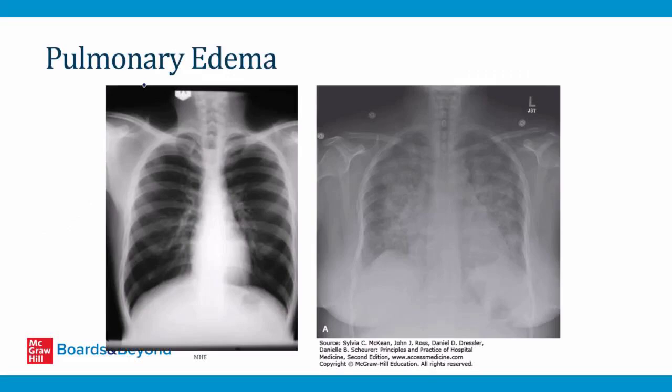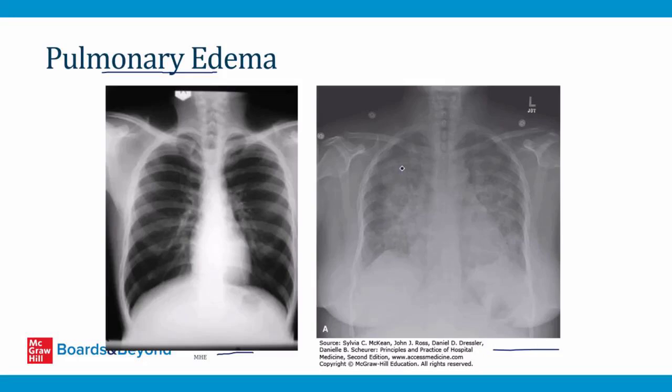So now let's go through some classic chest x-ray findings. These are basic findings that should be able to be identified even by medical students once you know what to look for. So we'll start by talking about pulmonary edema. So this chest x-ray on the left side of the screen here is a normal chest x-ray, and compare that to the one on the right side of the screen from a patient with pulmonary edema.